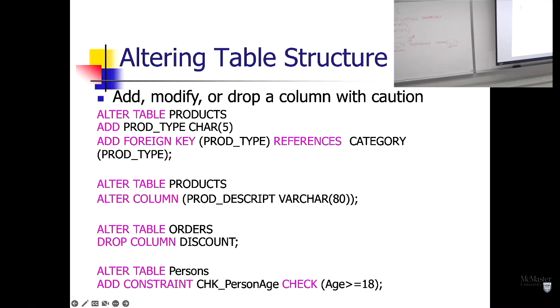Alter table. Here we have the table name. Then we add the column: column name, data type. So for example, adding some column, what was the column name there? For example, product type, and defining the data type, whatever you want, like character, varchar.